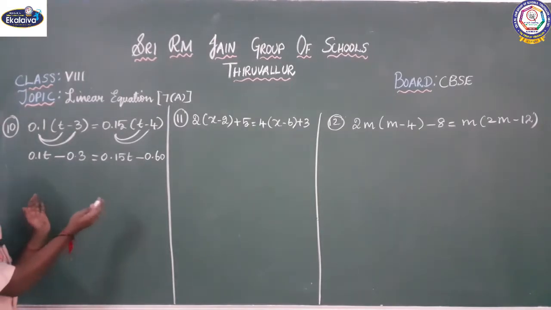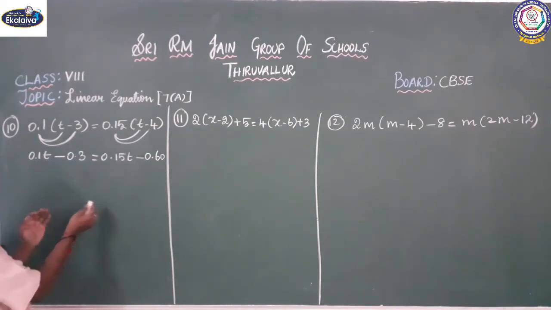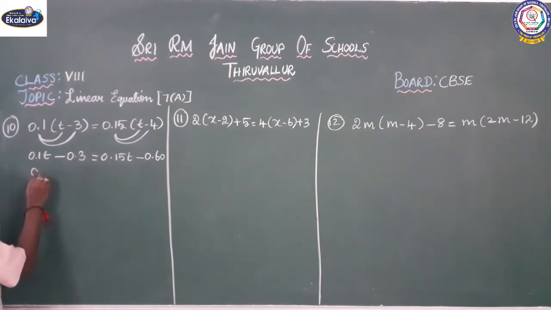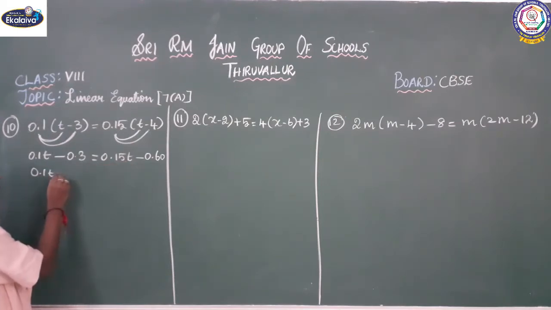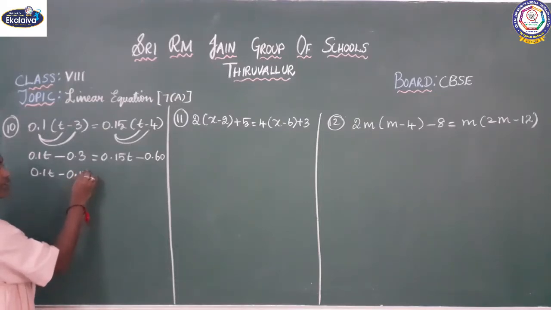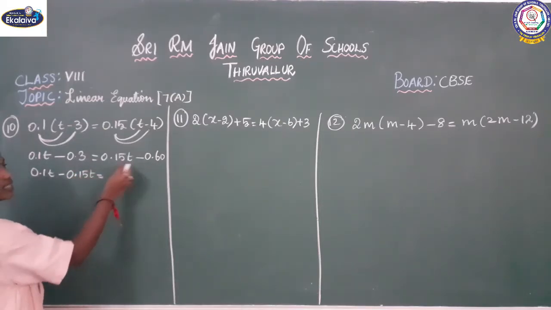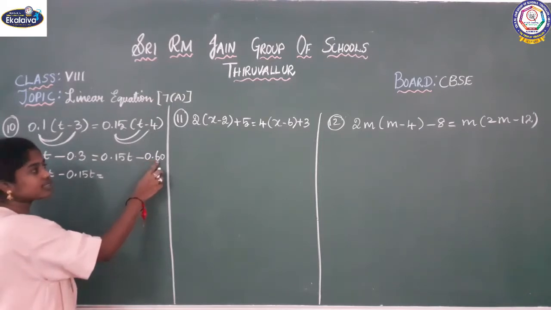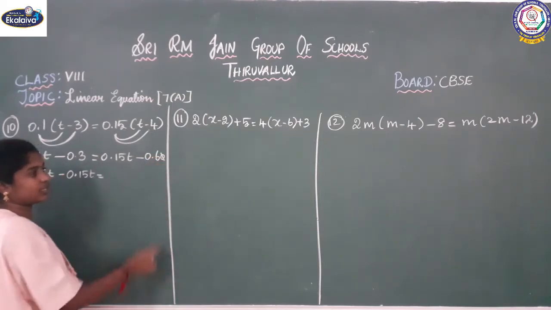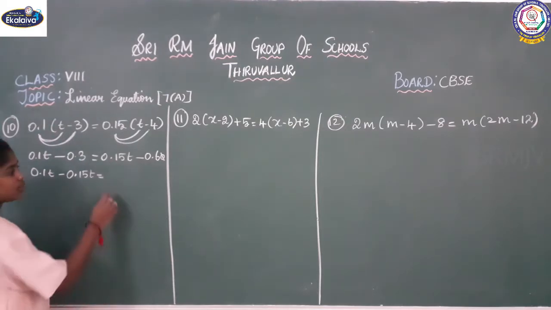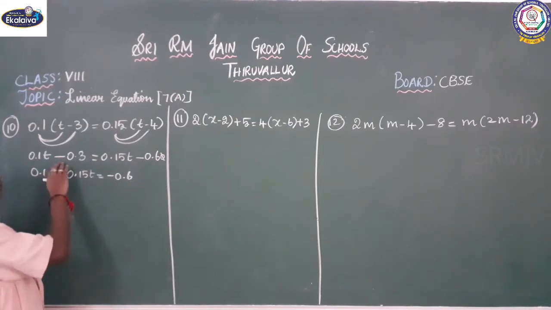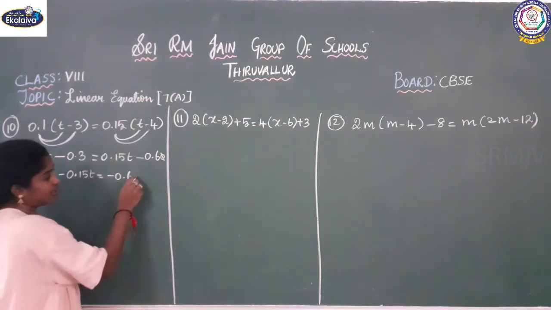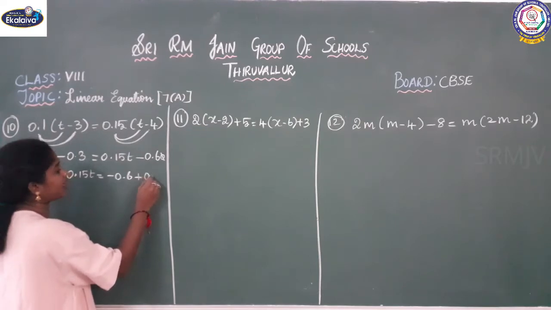Now, we are going to bring all the t's one side and all the numbers one side. So, here you see 0.1 t and plus 0.15 t. When I bring this side, I will get minus 0.15 t is equal to minus 0.60. There is no value for this 0 after the decimal, so I am writing minus 0.6. When I bring this minus 0.3, it becomes plus 0.3.